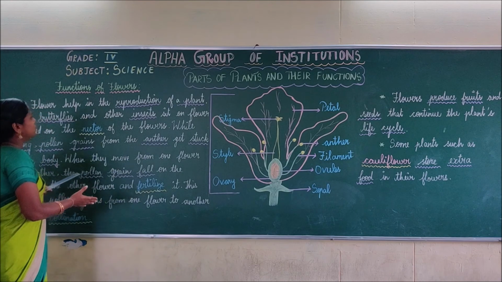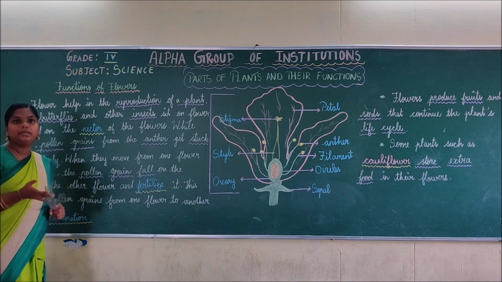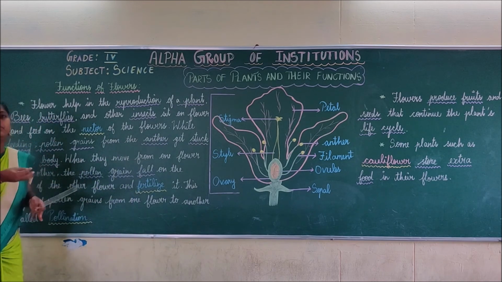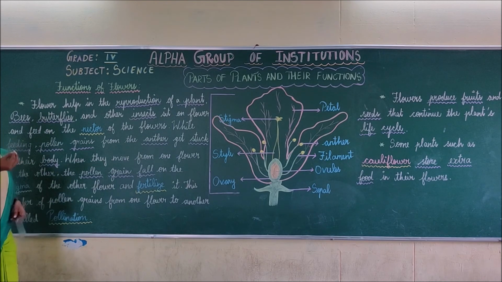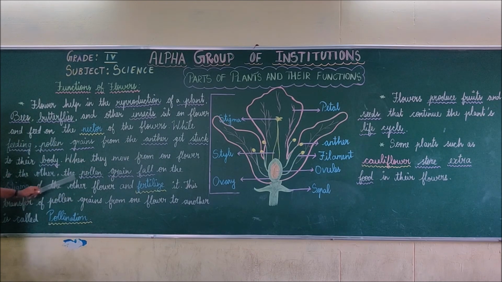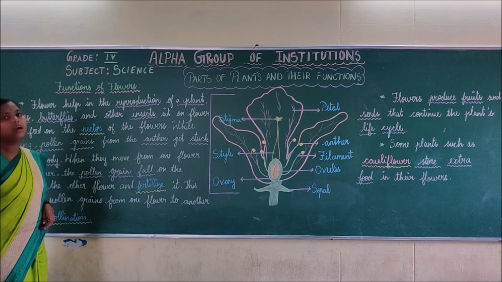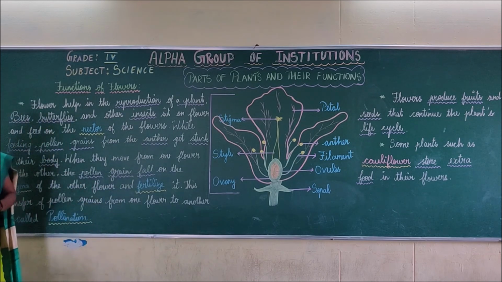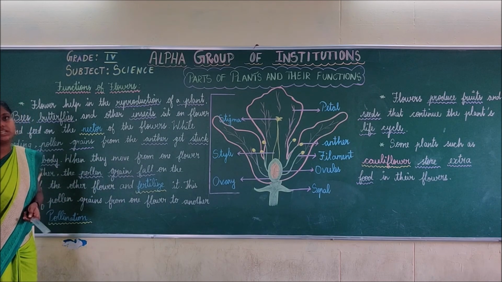So shall we recap it once again? What happens here? Butterflies, bees, insects. When they sit on a flower and feed from the nectar, they stick some little pollen grains on their body. And when they move from one flower to another, they put the pollen grains on the other flower and make it fertilize. So this process is called pollination.